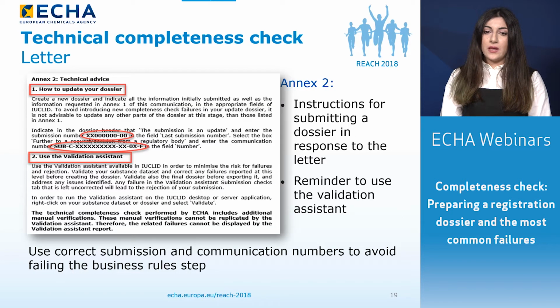Moving forward, you can see now the Annex 2 of the letter, which includes the instructions on how to submit a dossier in response to the technical completeness check letter, and a reminder to use the validation assistant. It is important to pay attention to the submission number and communication number indicated in this annex in order to avoid failing business rules when resubmitting your dossier.